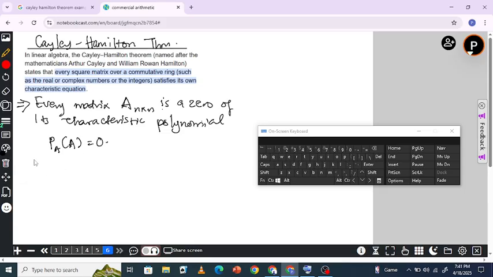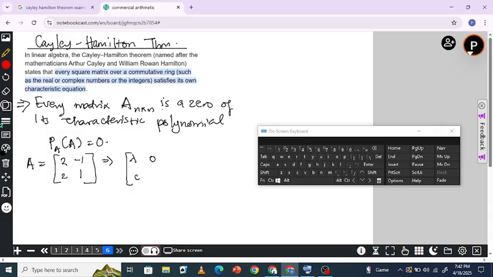For example, we are given a matrix A. This matrix is a 2 by 2 matrix. We have 2, 2, negative 1 and 1. Then we are asked to use the Cayley-Hamilton theorem to find the inverse of the matrix. The first thing will be to get the characteristic polynomial.